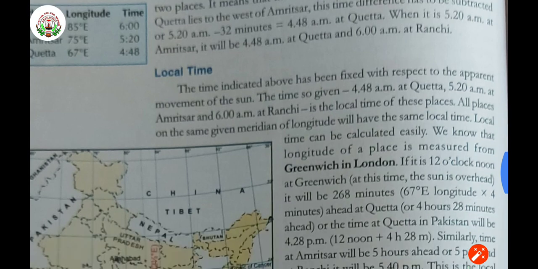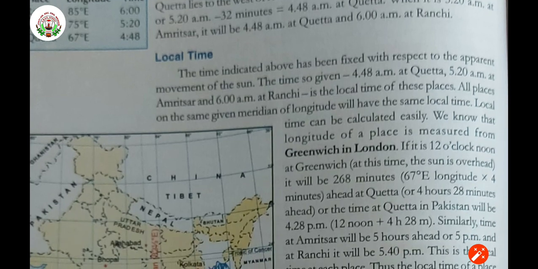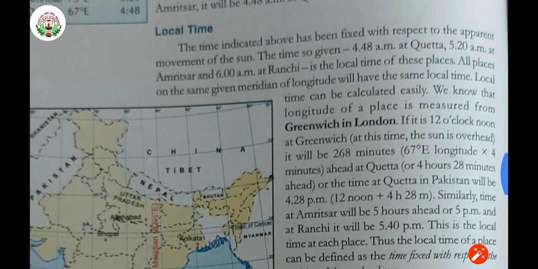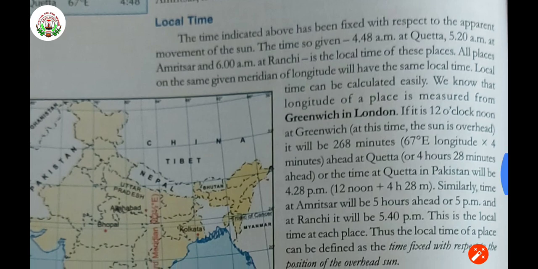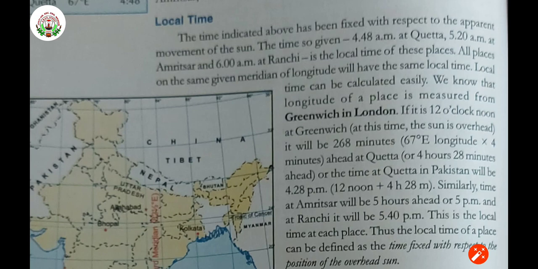Now, what is the local time? The time indicated above has been fixed with respect to the apparent movement of the sun. Definitely, as the sun is going to rotate, the time is going to be fixed. The time so given, 4:48 a.m. at Quetta, 5:20 at Amritsar and 6 a.m. at Ranchi, is the local time of these places. All places on the same given meridian of longitude will have the same local time. Local time can be calculated easily.